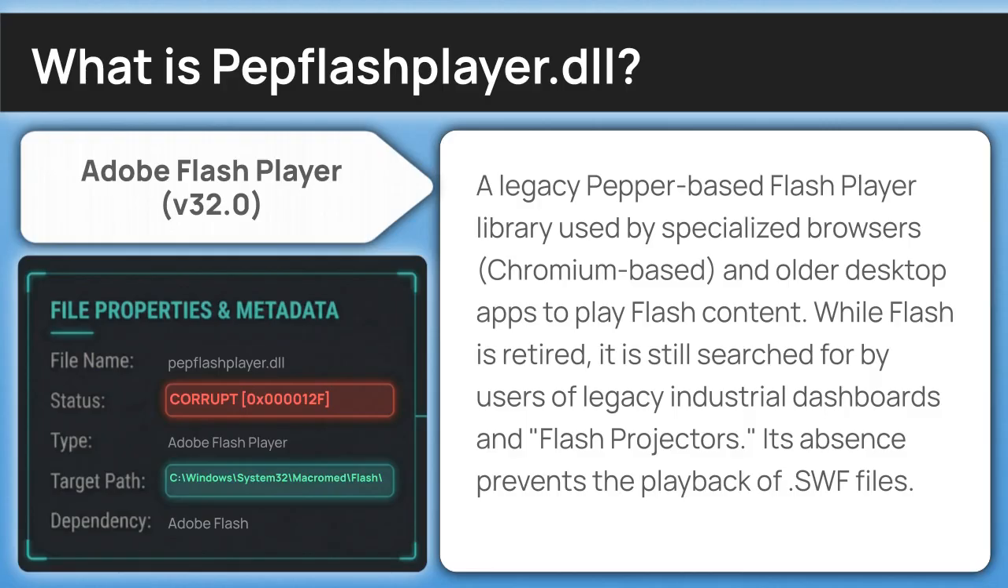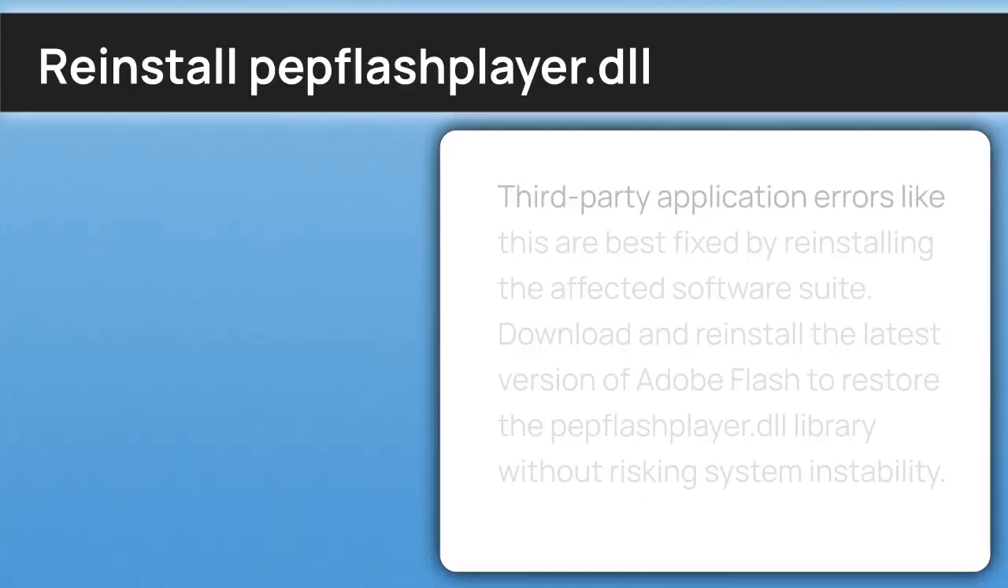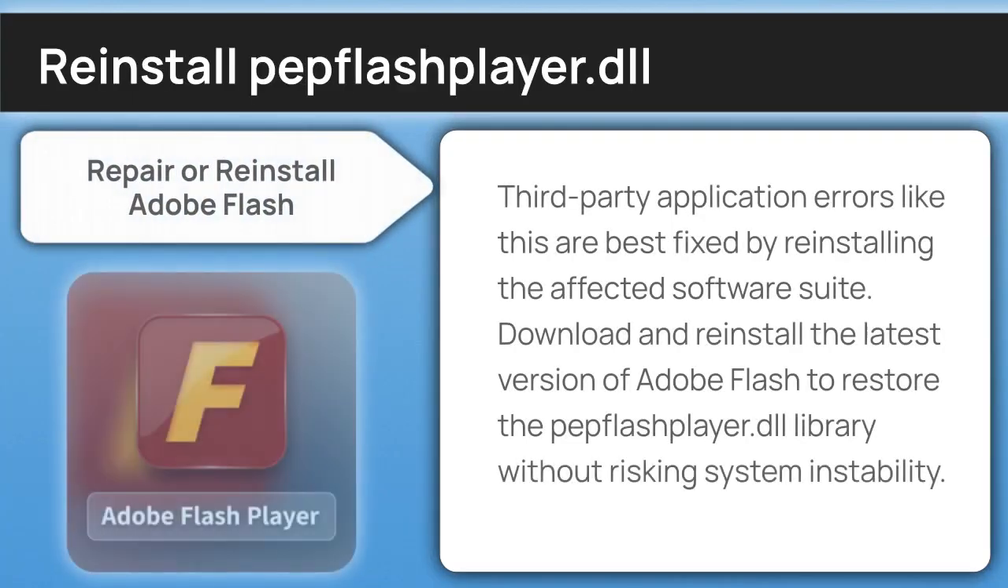Understanding the file's role is a great start. Now let's look at replacing it. Third-party application errors like this are best fixed by reinstalling the affected software suite. Download and reinstall the latest version of Adobe Flash to restore the PEP Flash Player DLL library without risking system instability.